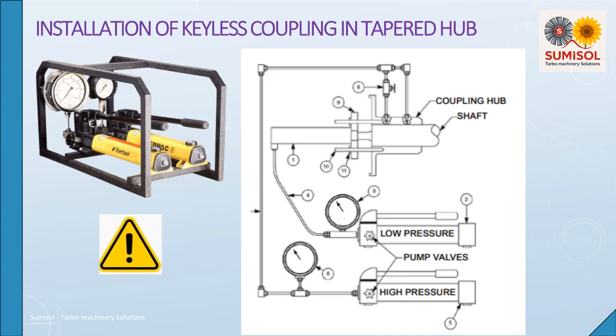Loosen the pipe plug of the installation tool and pump all the air out. Retighten the plug. Both pumps must be equipped with pressure gauges. Advance the hub to the start position. Begin pumping the low-pressure oil pump. Continue pumping until the hub advances a set distance beyond the start position.